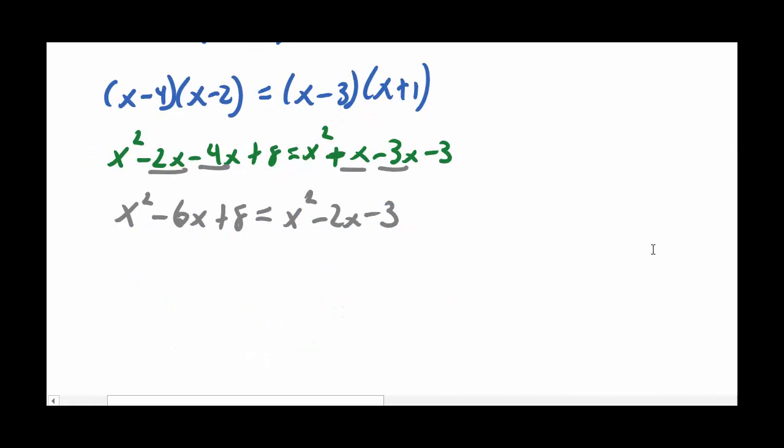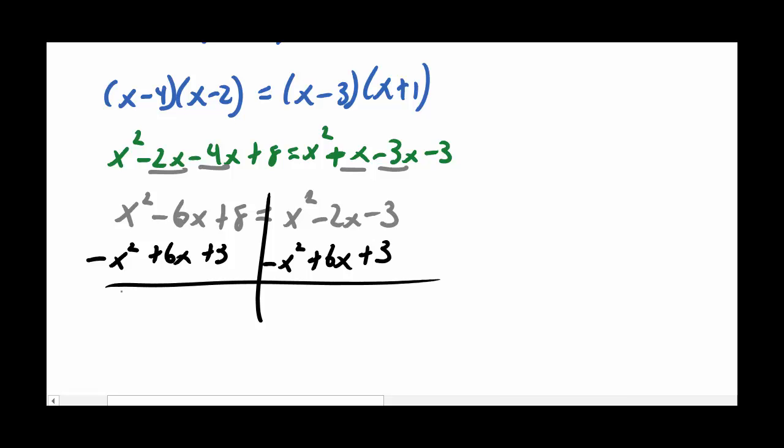Okay, so from here, let's see. If I move this negative 6x over, that'll give me a positive x somewhere. So let me go ahead and subtract off x squared from both sides and add 6x to both sides. And I'm going to move the 3 over, so I'm going to add 3 to both sides. So on the left, I have 8 plus 3, which is 11. And on the right, I have 4x, in which case, divide by 4, so I get x is 11/4.